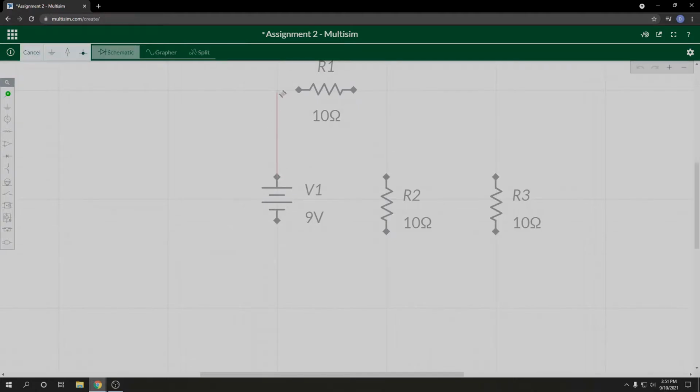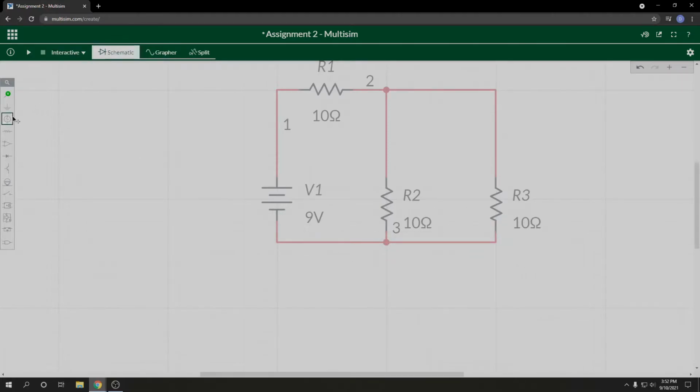I'll then attach the voltage source to resistor 1, and now attach resistor 1 to resistor 2 and 3. This puts resistors 2 and 3 in parallel. I will now attach resistor 2 and resistor 3 to the negative side of the voltage source. I'll add a ground to the circuit and attach it to the circuit.